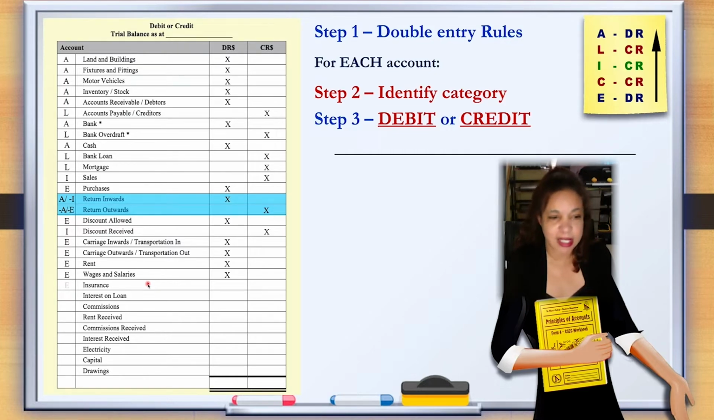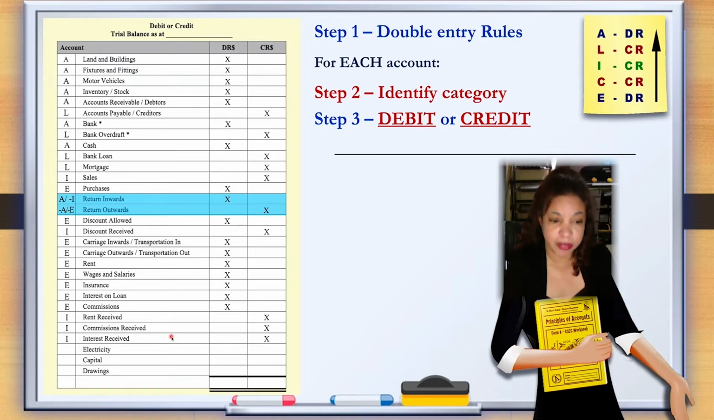Insurance, expense, so debit. Interest on loan, the loan is the liability, but once you see interest, it's a nominal account. Since it's interest on the loan, we are paying that. That is an expense. Expenses are debits. Commissions, expense, debit. Rent received. So that will be income, and what we do with income, credit. Commissions received, income, credit. Interest received, income, credit.